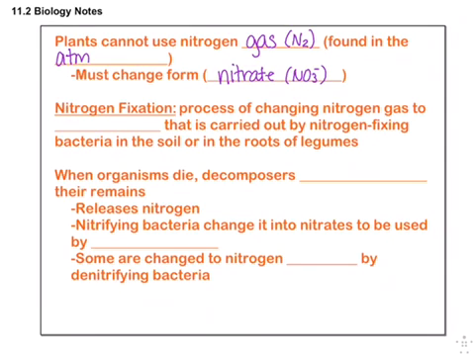This process, this middleman of taking N2 into NO3, is called nitrogen fixation. I like to think of it as fixing the nitrogen for plants. It fixes it so they can use it. Okay? So this is the process of changing nitrogen gas into nitrate. And this is done by nitrogen-fixing bacteria in the soil or in the roots of legumes. Legumes is a fancy word for beans.